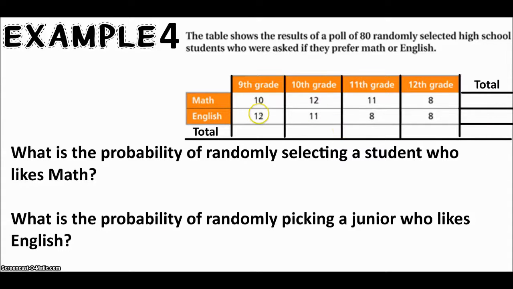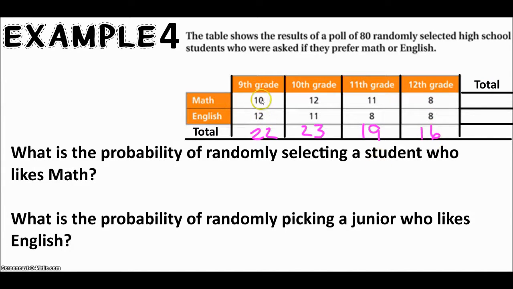The total number of 9th graders is 10 plus 12, or 22. The total number of 10th graders is 12 plus 11, or 23. 11 plus 8 gives me 19 11th graders, and then I have 16 12th graders. All I did was add each column.